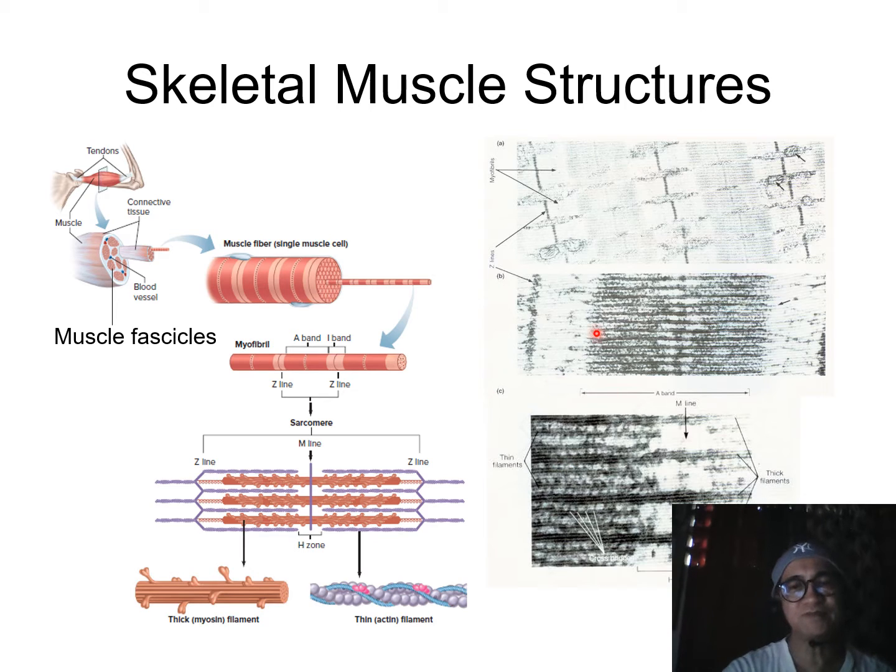As shown here by electron microscopy, you have the myosin filaments that form the dark bands or the A bands, and then you have the thin filaments forming the I bands.